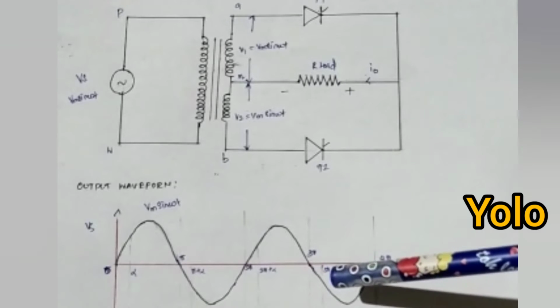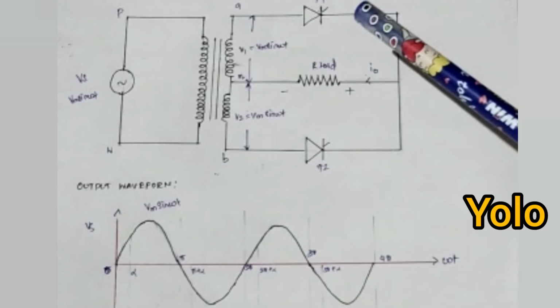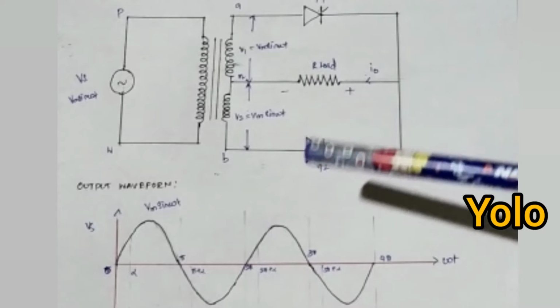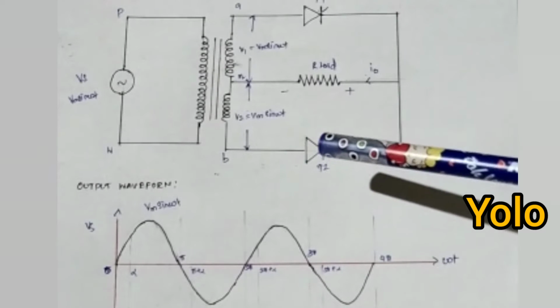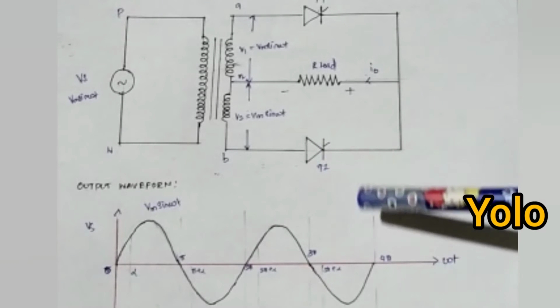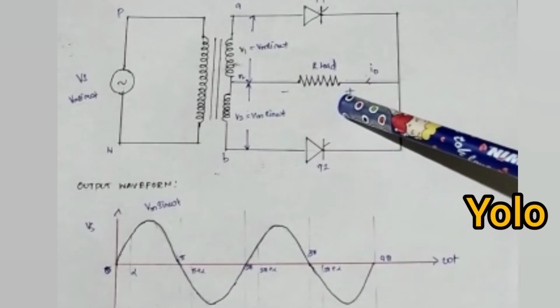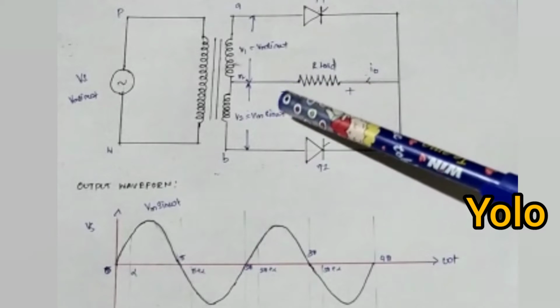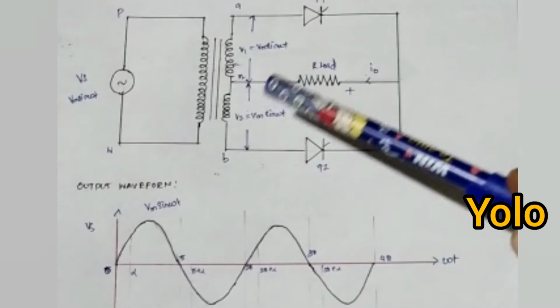Here both the SCRs T1 and T2 are triggered with the same firing angle. Hence they share the load current equally. Each half of the input wave is applied across the load. Hence the ripple frequency across the load is twice that of the input supply frequency.